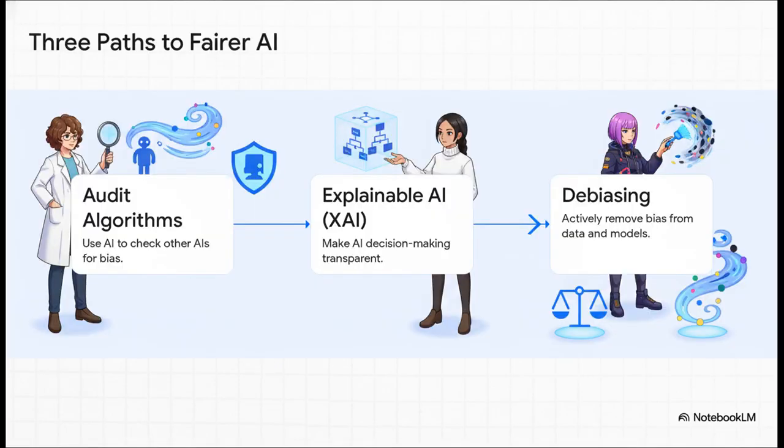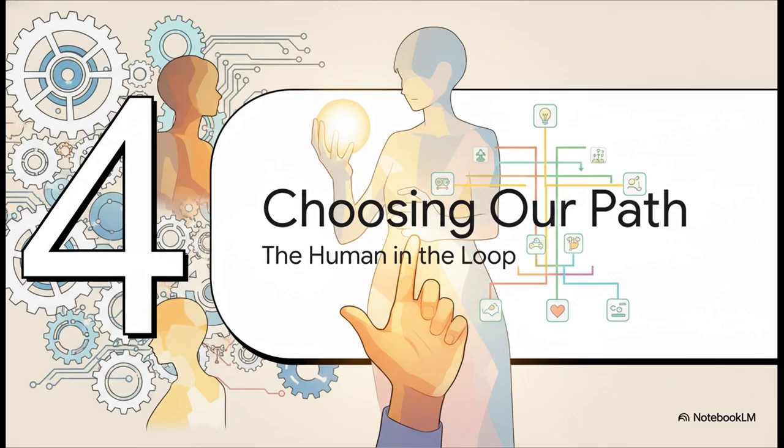Well, this slide lays out three concrete paths forward. First, we can actually build AI auditors to check other systems for fairness. Second, we can push for what's called explainable AI, which basically opens up the black box so we can understand why an AI made a certain decision. And finally, we can use some really advanced techniques to actively clean up or de-bias the data before the AI even sees it.